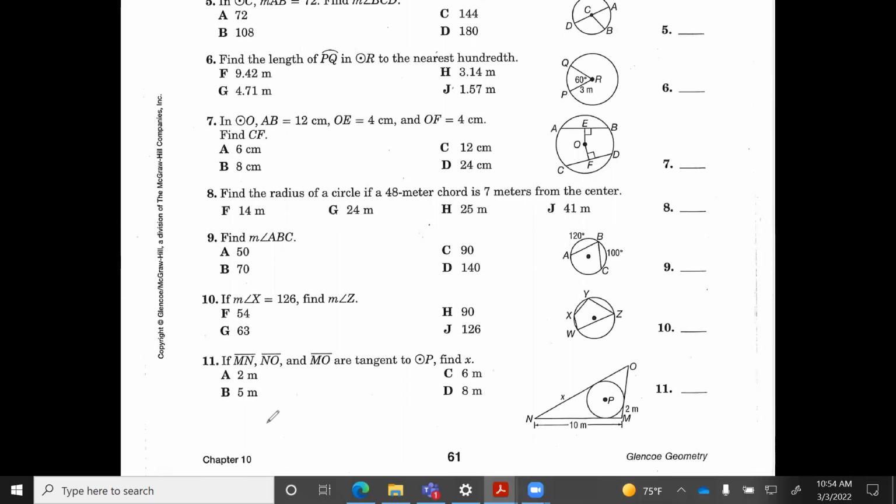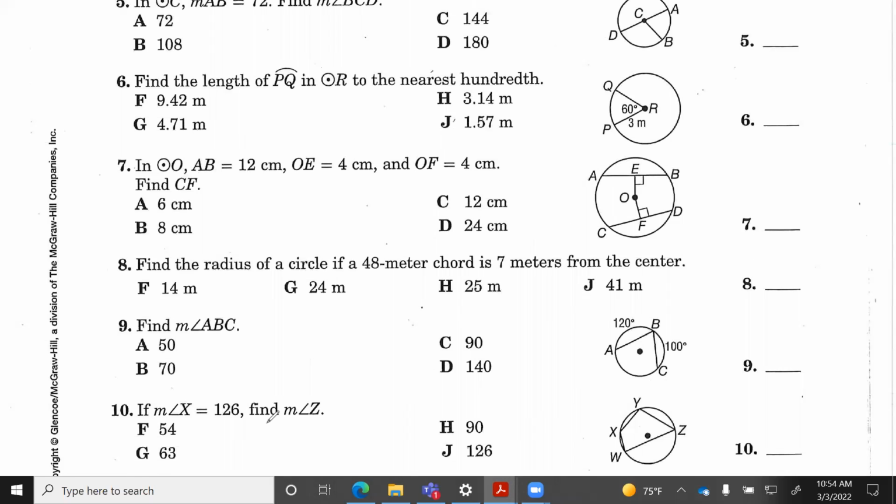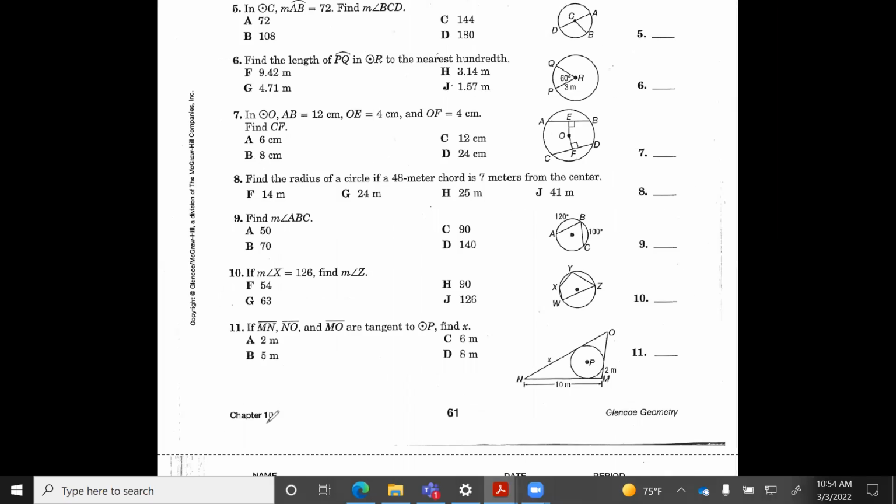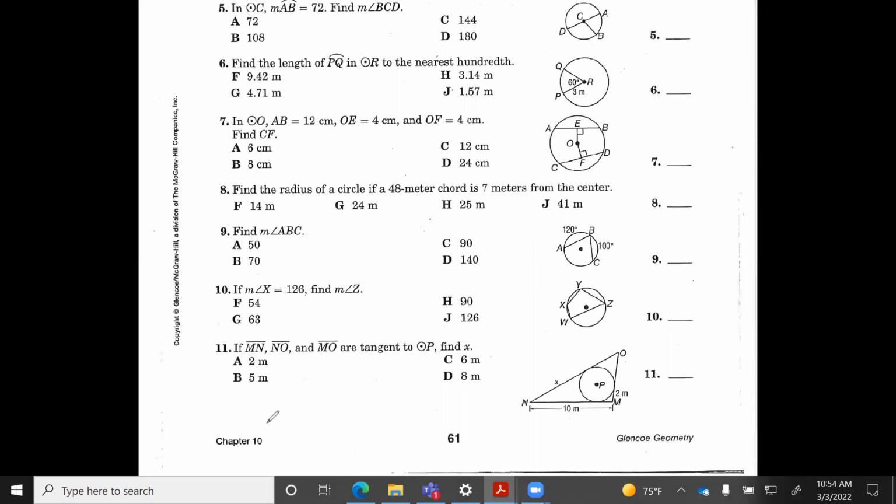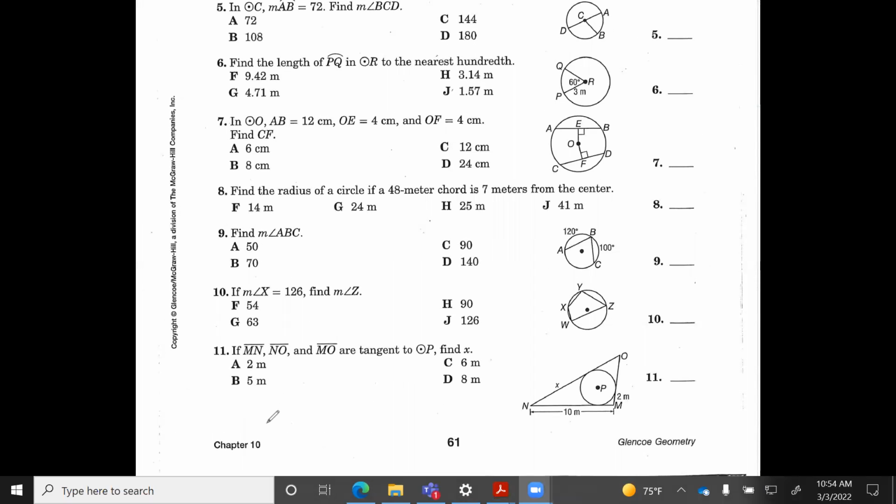So we are now on question 8, right? All right. Number 8. So they said find the radius of a circle if, now, did they give me a diagram on this one? No. So for number 8, I'm going to go ahead and draw a diagram over here. Here's my circle. So find the radius of a circle if a 48-meter chord is 7 meters from the center.